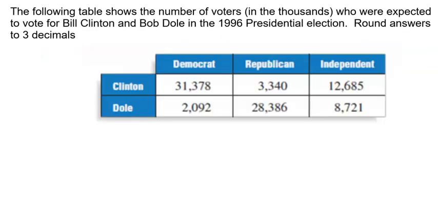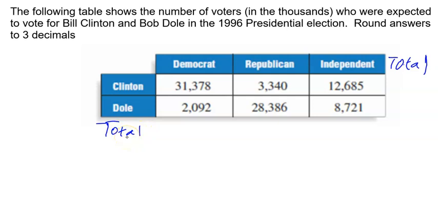On this one, I am only going to start helping you set it up. So the following table shows the number of voters in thousands who were expected to vote for Bill Clinton and Bob Dole in the 1996 presidential election. Round your answer to 3 decimal places. So the first thing we want to do, since we're finding these probabilities, is find the totals of both the columns and the rows.